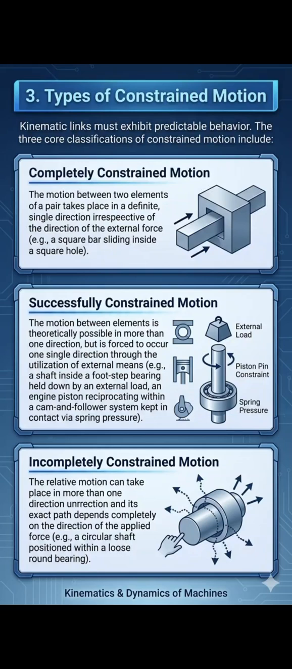In incompletely constrained motion, the relative motion can take place in more than one direction, and its exact path depends completely on the direction of the applied force. Example: a circular shaft positioned within a loose round bearing.